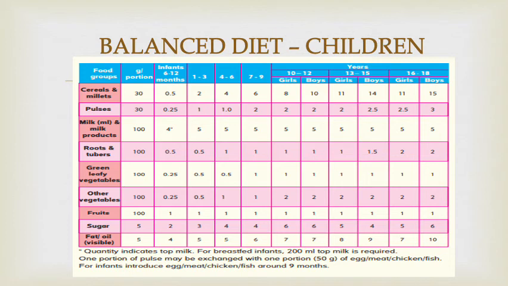This has been divided in the form of grams or portions for different age groups, like for infants after the stage of weaning, that is 6 months to 12 months, then 1 to 3 years, 4 to 6, 7 to 9, 10 to 12, 13 to 15 and 16 to 18. From the age of 10 to 12, 13 to 15, along with 16 to 18 years age group, they have been divided for girls and boys separately.